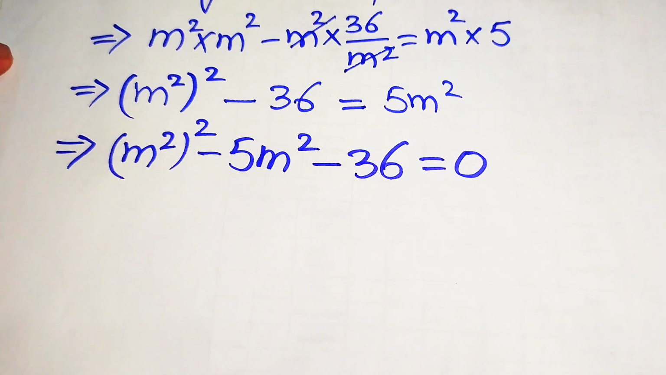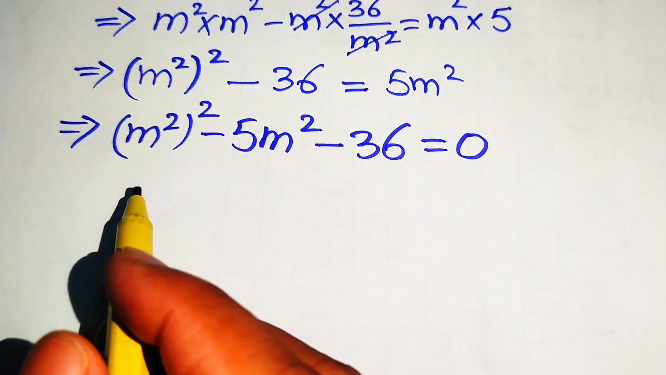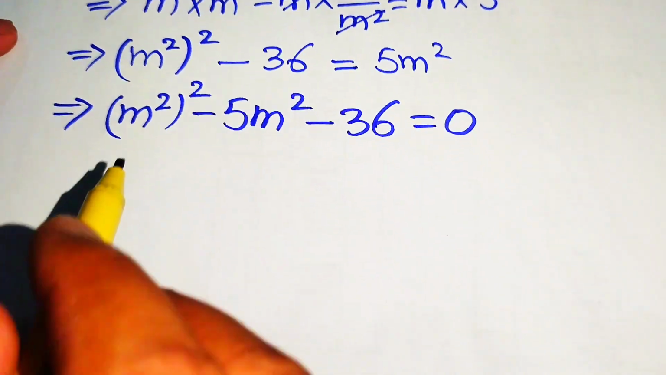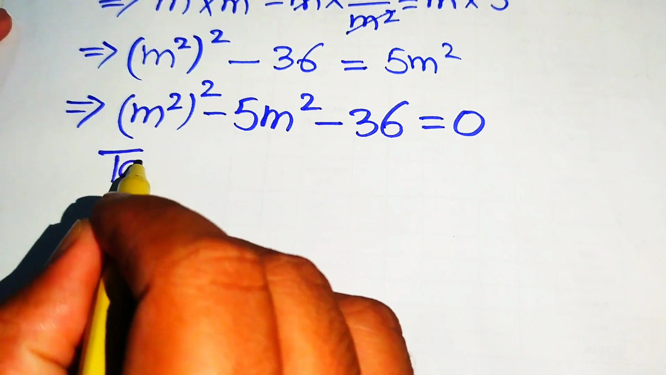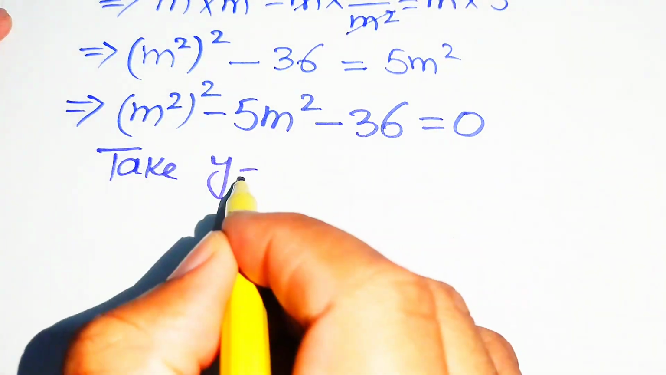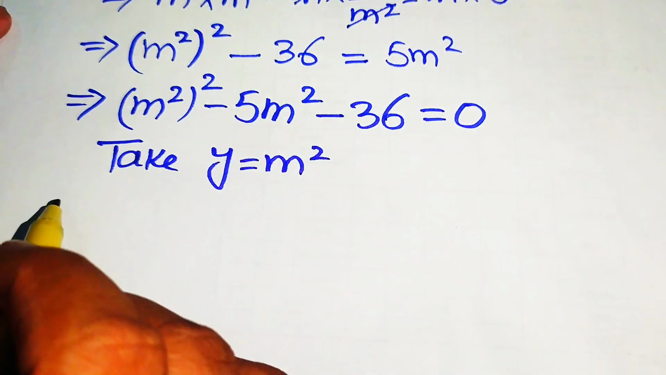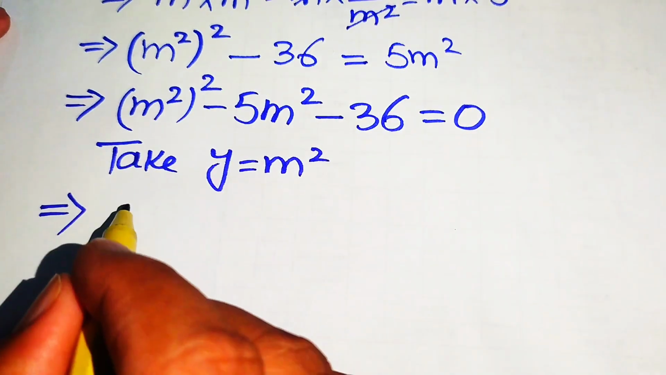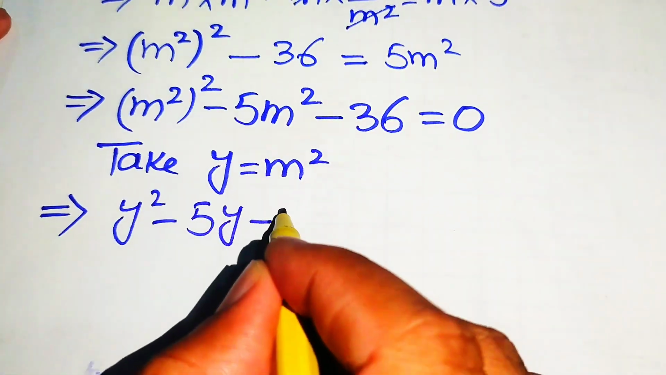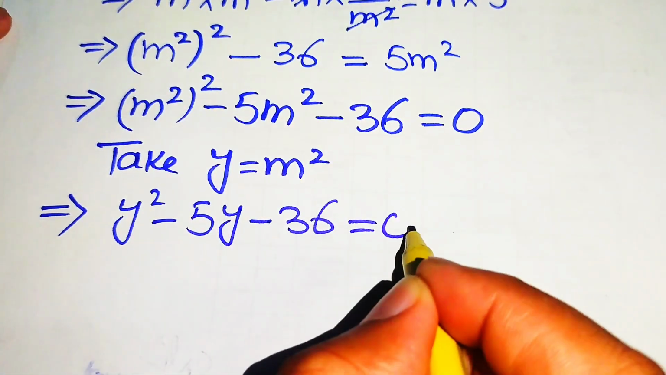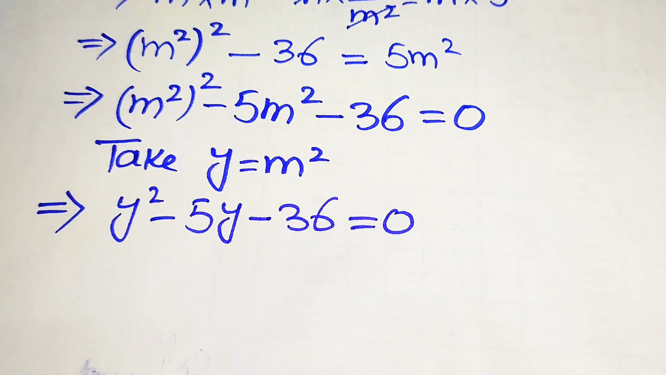You see here this equation becomes quadratic in the m square variable. So first we convert this into a single power variable. Now we just take y equals m square. When we substitute y equals m square in this equation, the above equation becomes y square minus 5y minus 36 equals 0. This becomes a quadratic equation in standard form.